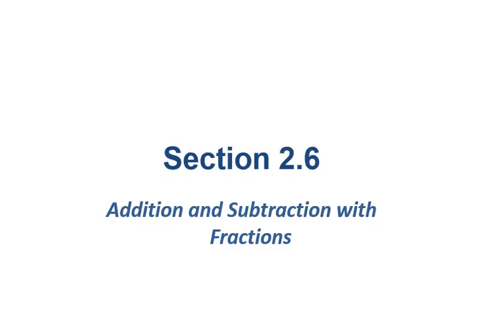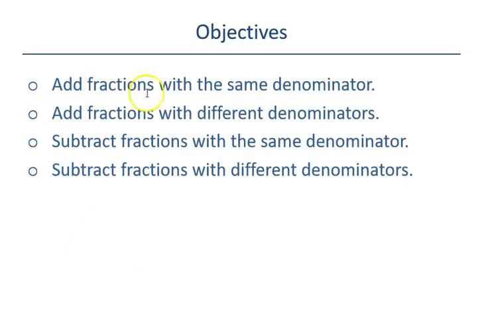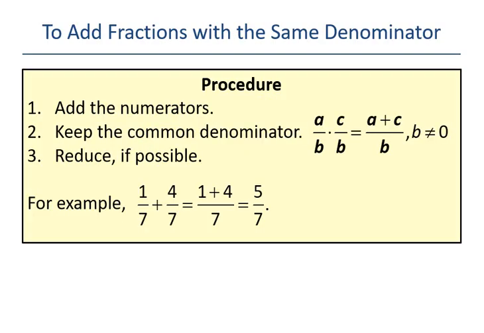Section 2.6, Addition and Subtraction with Fractions. Now you're going to see the reason why we found the LCM earlier. What we're going to do here is add fractions with the same denominator and add fractions with different denominators, and then we're going to do the same thing with subtraction. Let's look at a kind of procedure here.